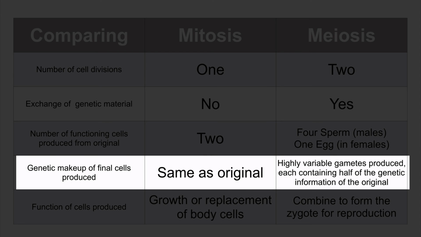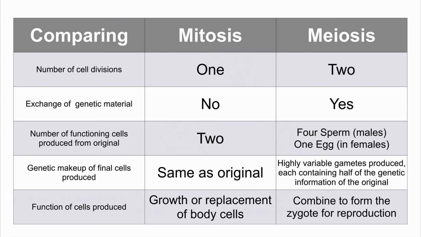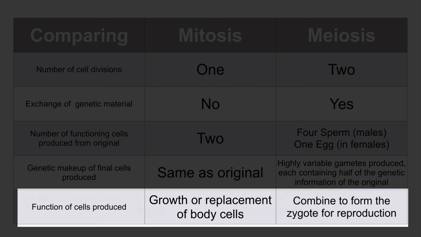The function that they play in the body, so mitosis in a multicellular organism is really growth and replacement of body cells, maintenance. In meiosis, the function it provides is to form gametes, which combine to form the zygote in reproduction.